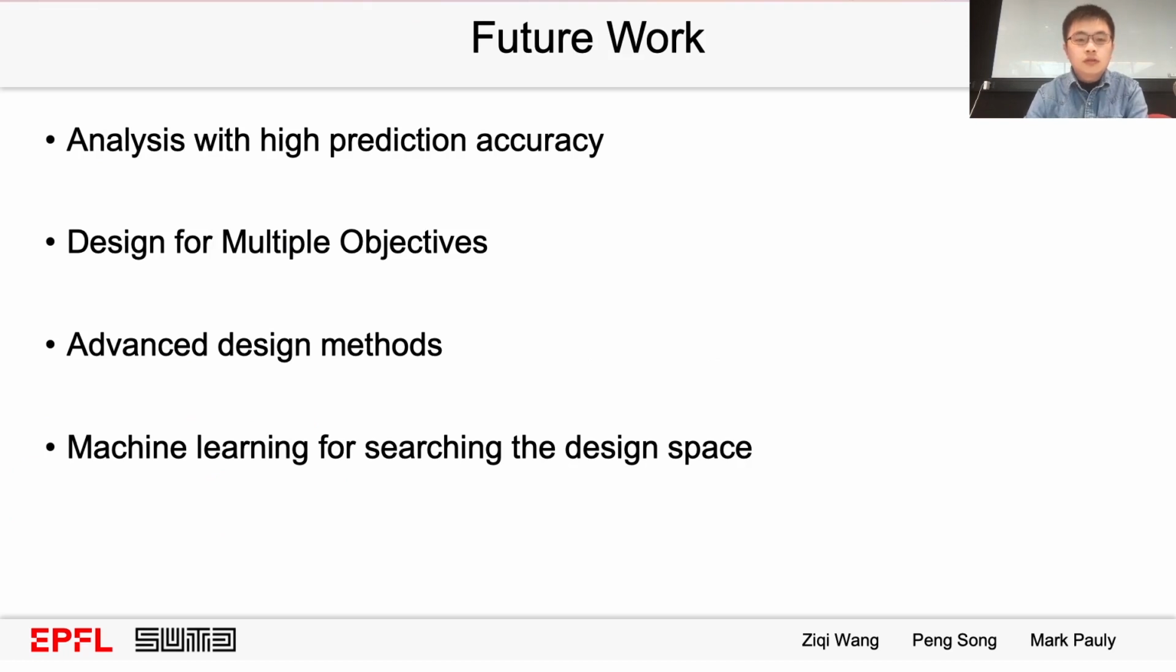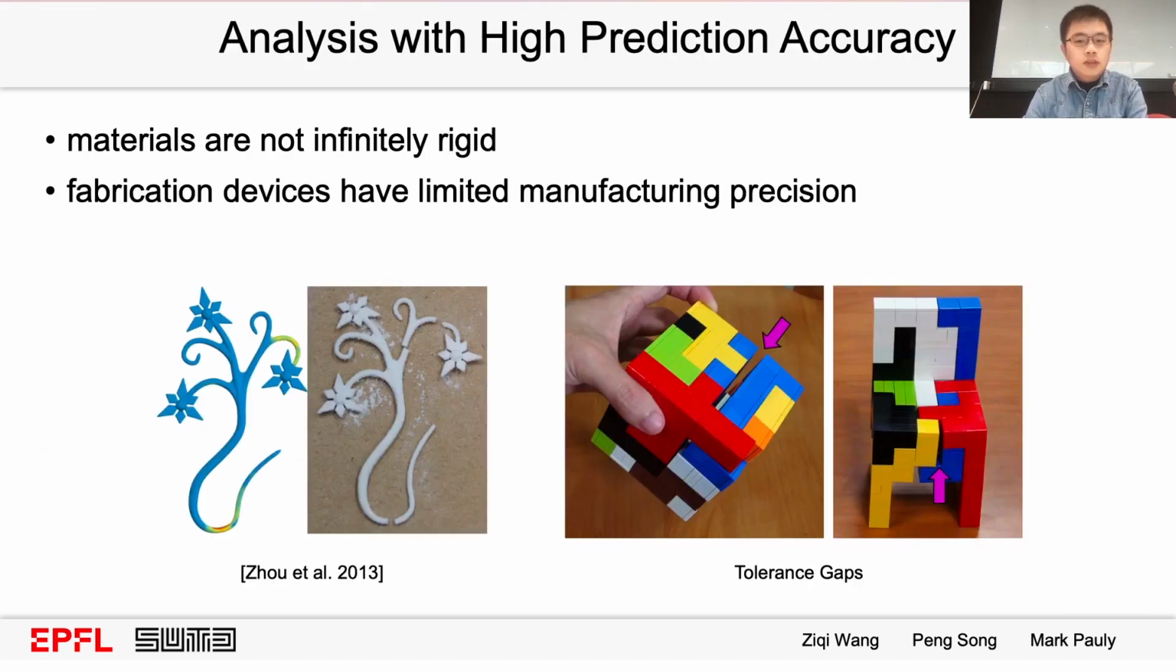So here are some future works. To simplify computational assembly design, a common assumption is that the fabrication material is rigid and the manufacturing precision is perfect. Yet in practice, materials are not infinitely rigid, and the fabrication devices have limited manufacturing precision.